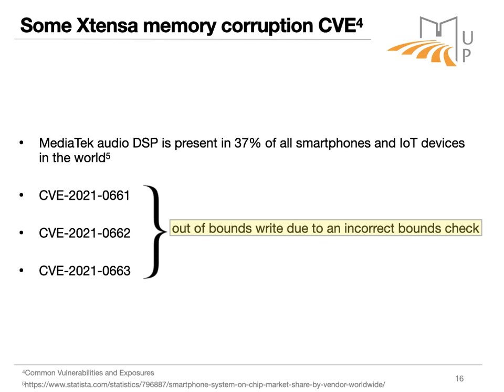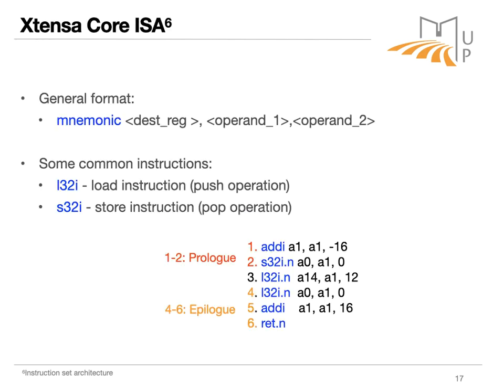Generally, Xtensa's instructions operate from right to left, except when using the store instruction. The load and store instructions are two important operands in Xtensa's assembly that perform push and pop operations when manipulating the stack. The first two lines in the assembly of a function represent the prologue, and these instructions set up the stack, while the last three lines are the epilogue, which deallocates the stack and restores program control flow.